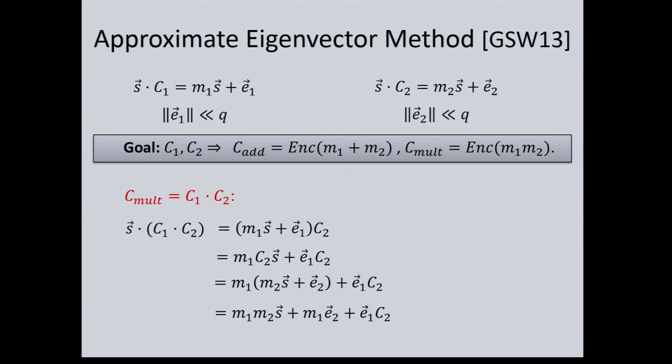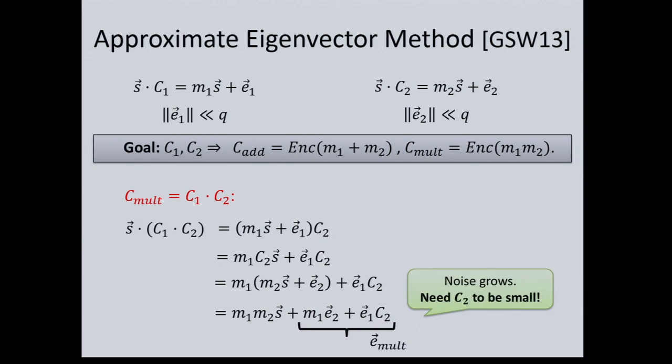So we have M1 times M2 times S, which is sort of our new message times S. But for the noise, well, we get something more complicated than before. We get M1 times E2 plus E1 times C2. It's sort of asymmetric in a sense. You'd get something else if you did it the other way around. And it's a good question whether this thing is going to remain small or not. It really depends on the specific implementation of this scheme.